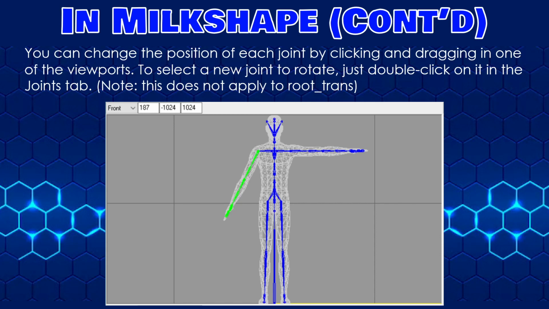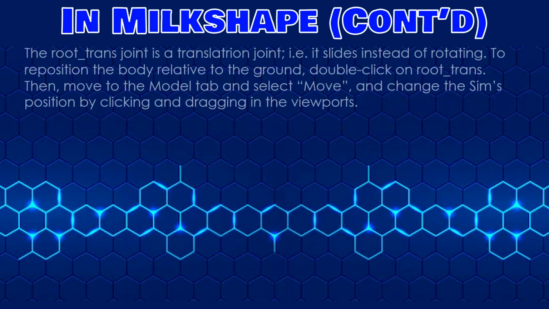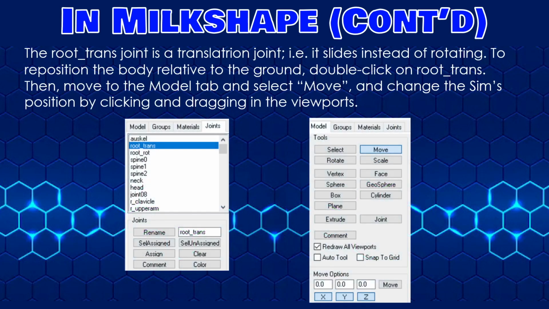Note, this does not apply to root trans. The root trans joint is a translation joint. That is, instead of rotating, it slides. It translates. It moves from one position to another. If you imagine opening a drawer as opposed to swinging open an armoire door, it slides instead of rotating.